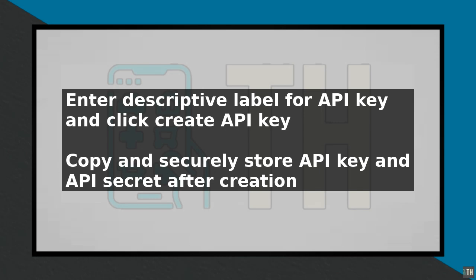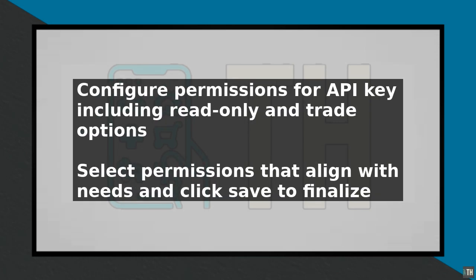It is crucial to handle your API key and secret securely, as they grant access to your Crypto.com account. Never share your API key or secret with anyone, and store them in a secure location, such as an encrypted file or a password manager.